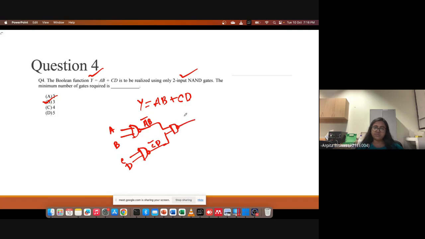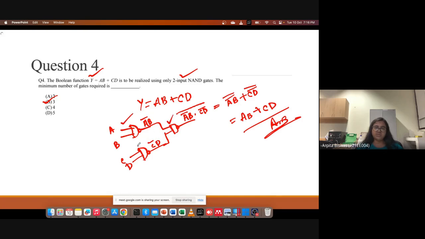So what will come out here? A into B bar into C into D bar, in whole bar. Okay. So if you simplify it, you will get A into B double bar plus C into D double bar. It means A into B plus C into D. So this is the right answer. Okay. So you need 1, 2, and 3, so a total of 3 gates.